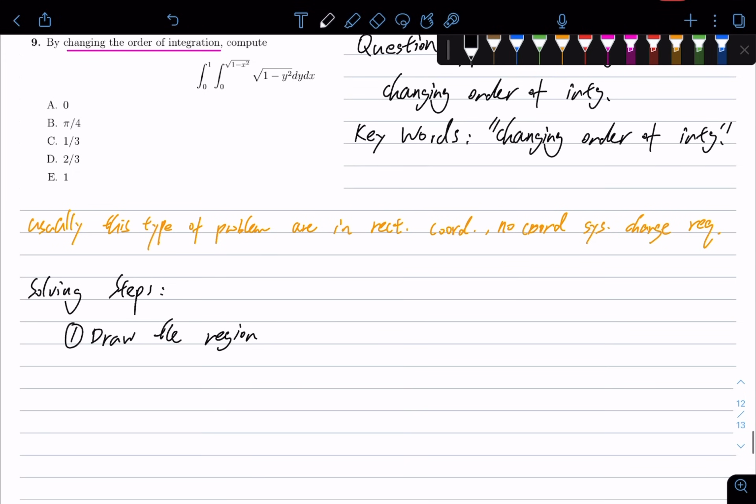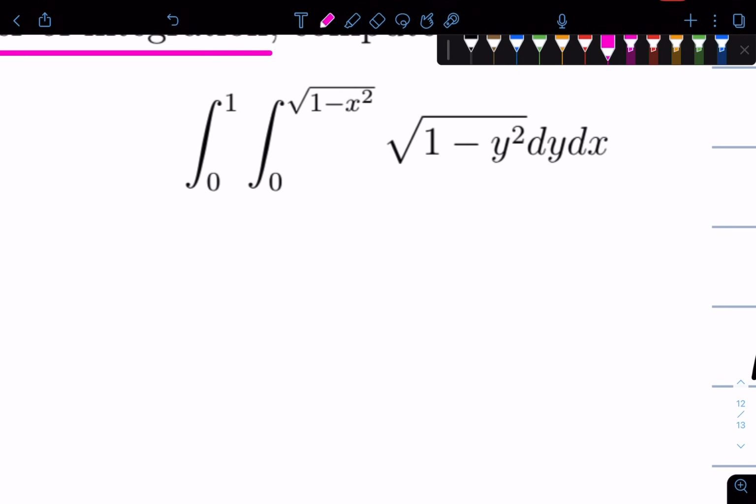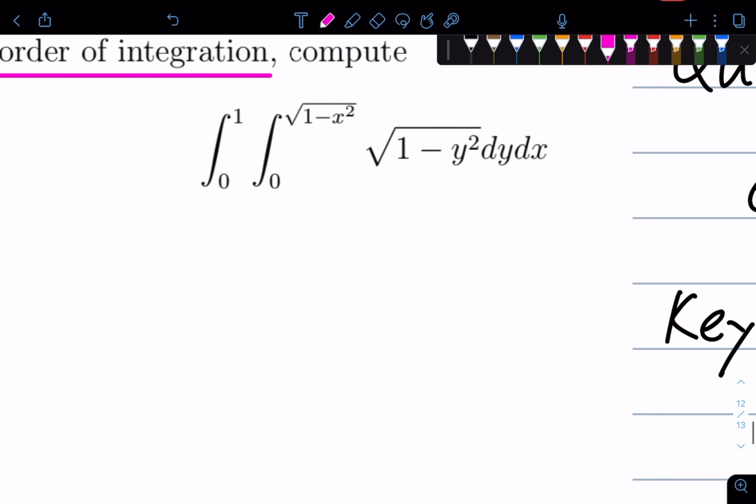For a changing of order of integration problem, the only source of information we can use to draw the region is the integration bounds. Okay, so let's take a look at the bounds. So we have dy dx. So these are the y bounds and these are the x bounds. y1 equals 0, y2 equals the square root of 1 minus x squared, x1 equals 0, x2 equals 1.